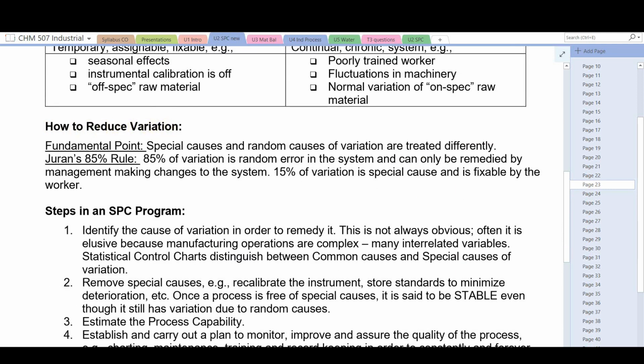How to reduce variation. The fundamental point is that special cause and random cause of variation are treated differently. Recall Juran's rule. 85% of variation is random error in the system and can only be remedied by management making changes to the system. 15% of variation is special cause and fixable by the worker.